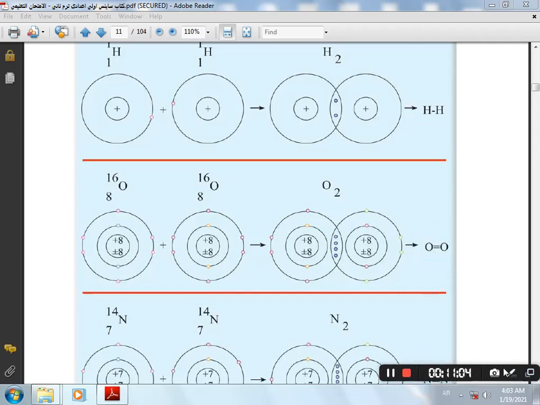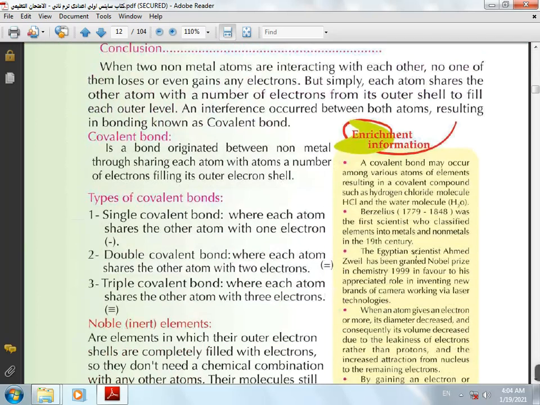So we can state the definition and the types of covalent bonds. It is a bond originated between nonmetals through sharing, each atom with a number of electrons filling its outer electron shell. It originated between nonmetal elements. Each one of them shares a definite number of electrons. Types: single covalent, double covalent, and triple covalent bonds.